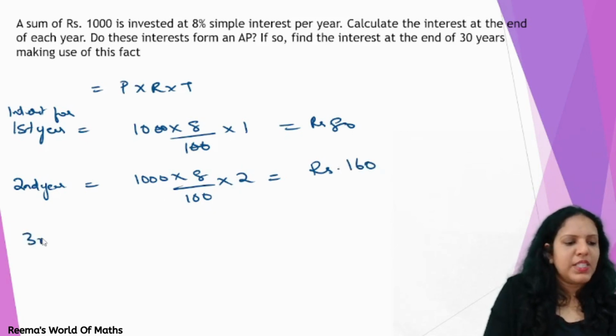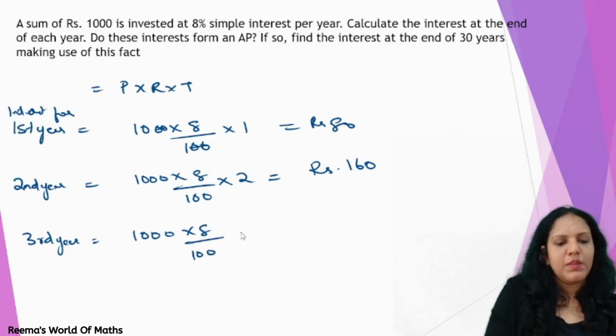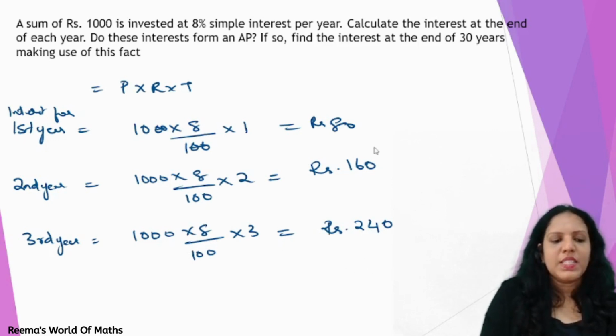And for the third year, let's see whether this forms an AP. So that is 1000 multiplied by 8 by 100 multiplied by 3, which is the period, which equals rupees 240. Correct? 240. Does this form an AP?